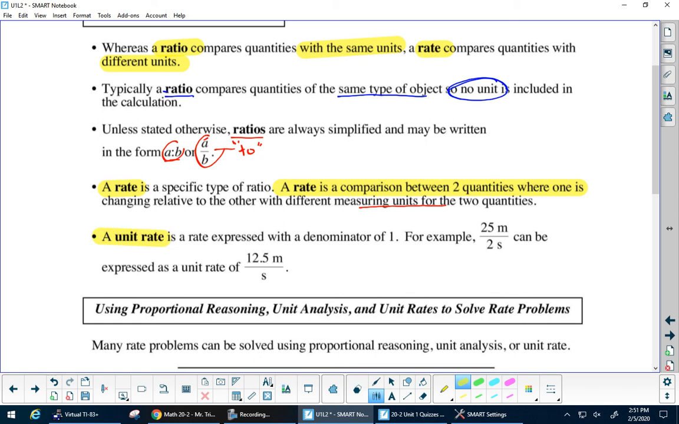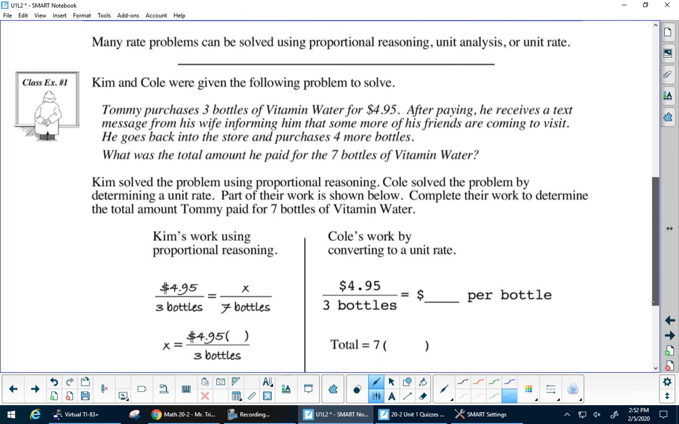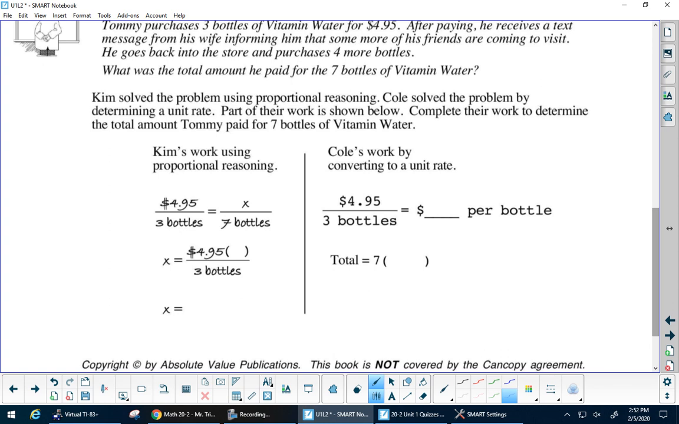And then a unit rate is when it's done with a denominator of 1. So it's just as easy as dividing by the denominator and making it per 1. So just always make sure if you're asked for unit rate, you are having a 1 at the bottom. Okay, we don't have to go through all the reading.